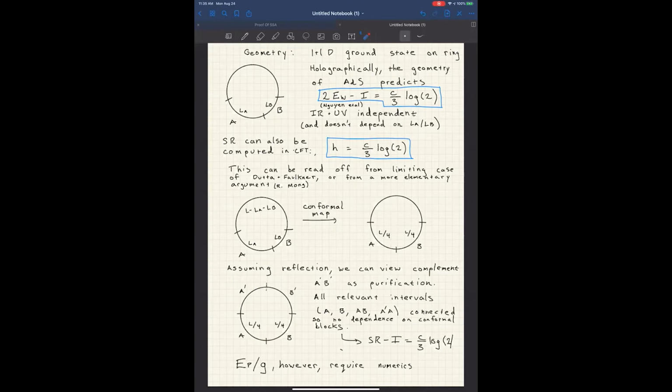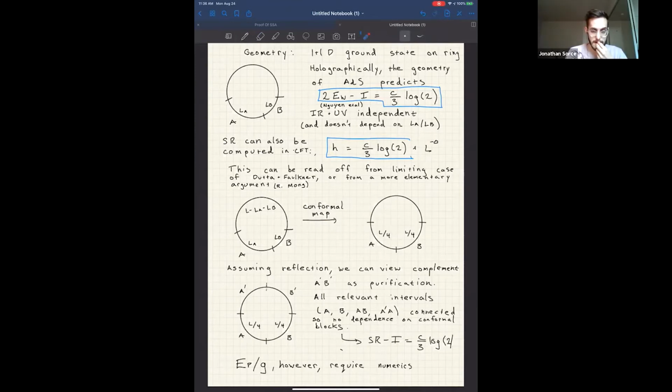So what we find is, when I say H is equal to C over 3 log 2, numerically, we'll see it in a minute, there are some corrections, L to the negative delta. These must depend on the conformal block expansion of what SR is. Presumably these are the leading, the subleading terms in the conformal block. That might be interesting, actually. I haven't really thought about the deltas that show up, but we can numerically see what they are, and you could compare that to the formulas where you don't take this limit.